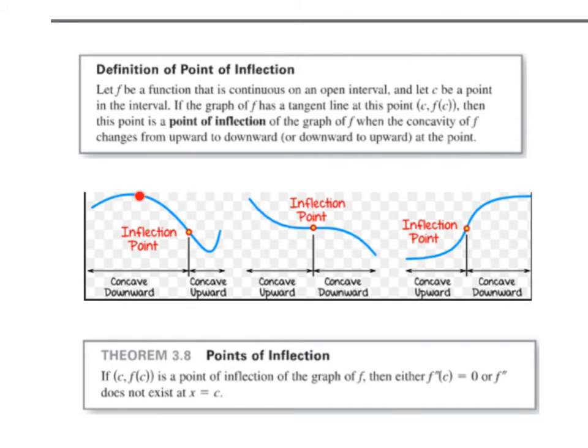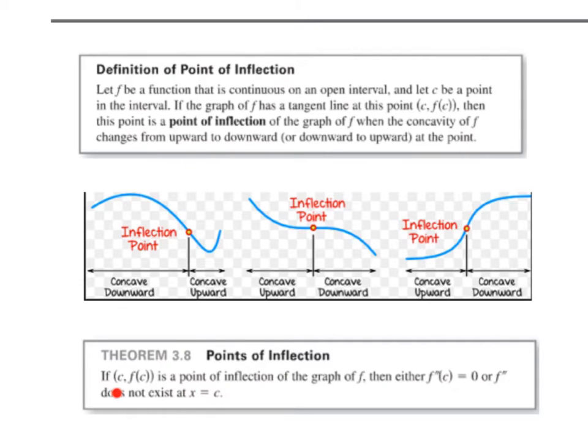Okay, so here is an inflection point going from concave down to concave up. Here's where it changes, right? And it says it has a tangent line at this point. Then it would be a point of inflection. Well, a tangent line has a slope, right? So here's another example.